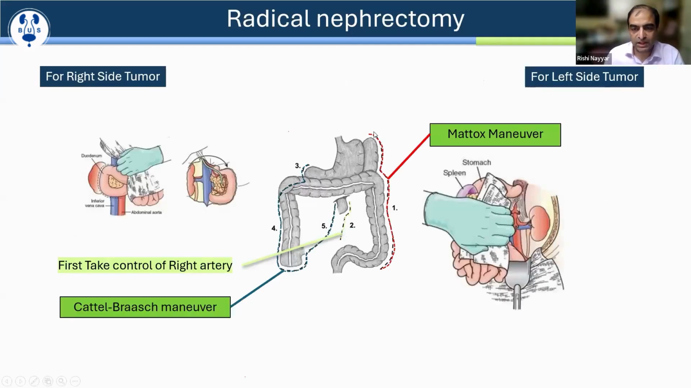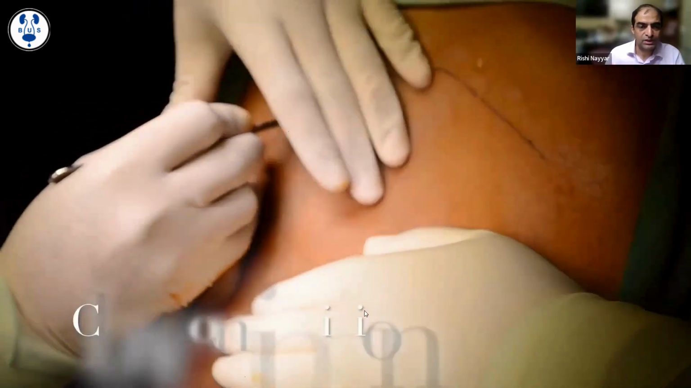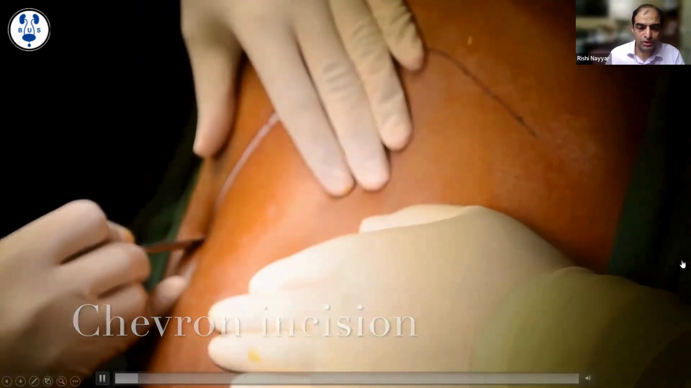So as I said, for the left side tumors, you start with this Mattox maneuver, mobilize the entire gut towards the right, and then follow the ureter along the left border of the aorta till you identify the left renal artery. And for the right side, the first incision to be given is just medial to the inferior mesenteric vein, or to the right of the ligament of Treitz. And then go along the right border of the aorta to identify the right renal artery. So this is a small video of how to approach these cases, how to start.